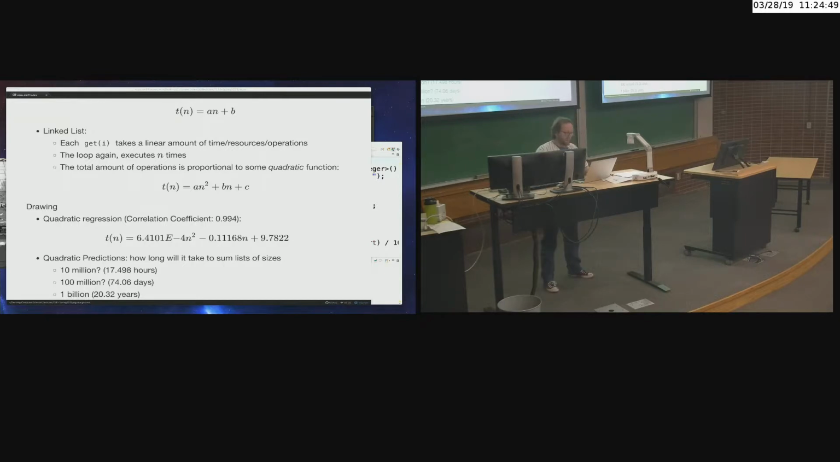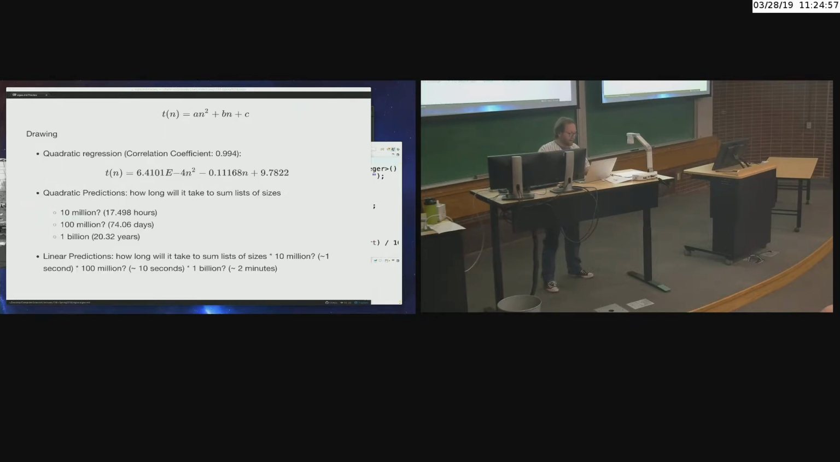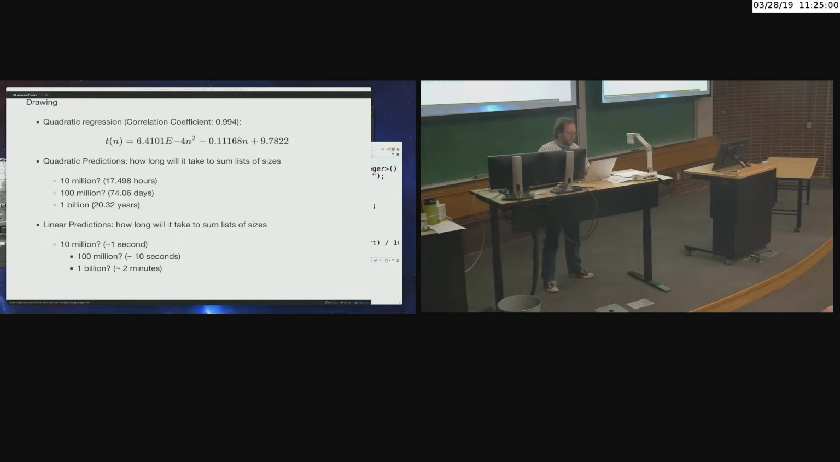In contrast, I did the same analysis, by the way, for linear predictions, for using an array-based list, and with the same amount, I came up with the following estimates. The 10 million is about less than 1 second. We already saw that in practice here. 100 million would be about 10 seconds, and 1 billion would be about 2 minutes. It's probably going to be even less than that, but that's my back-of-the-envelope calculation.